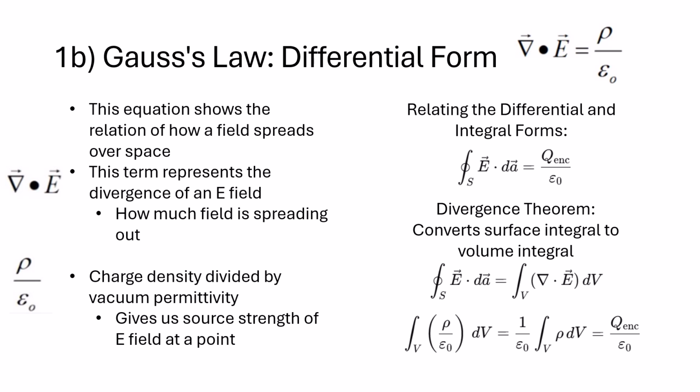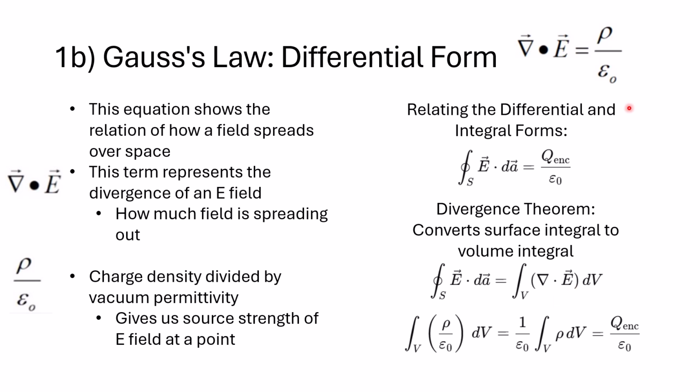The integral and differential form can be related pretty easily through the divergence theorem, and as a reminder, I have the integral form from the previous slide here. The divergence theorem is an idea in math that lets us convert a surface integral to a volume integral. So the left-hand side is again the total amount of the electric field running through a surface, and this is equal to the total divergence of that electric field enclosed within that volume.